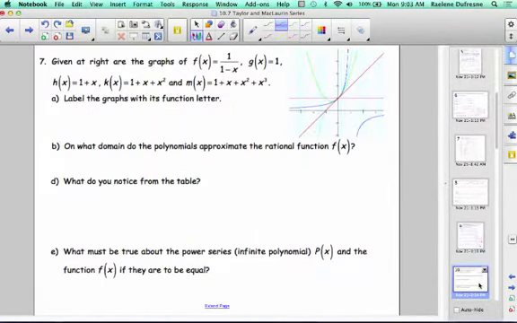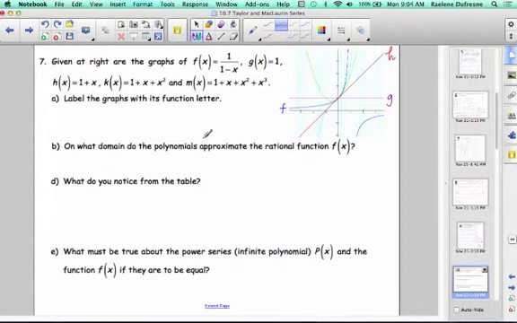Okay, in number 7, we are given the graphs of f of x, which is 1 over 1 minus x, and then some polynomials. Let's label the graphs with its function letter. Well, we see that f of x has a vertical asymptote at x equal to 1, and so that is the blue graph. And then g of x is the constant function, which is the purple line, y equals 1. h of x is the linear function, which is in red, 1 plus x.